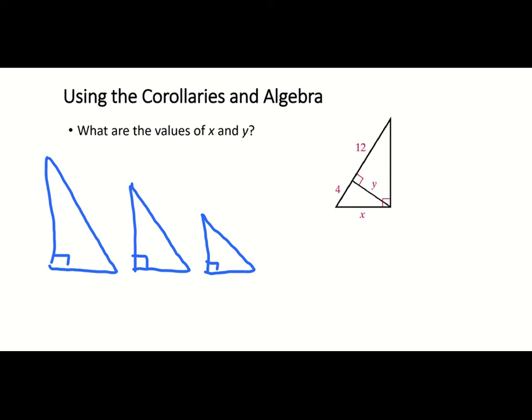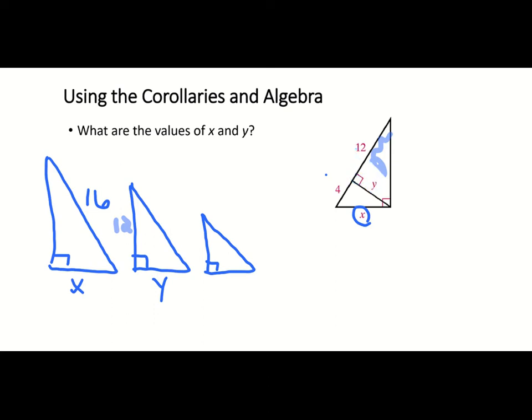So for the large triangle, I always call it the short leg and the long leg. The short leg we know is x. We don't know the long leg, but the hypotenuse, which is right here, is 16 because it's 12 plus 4. All right, next we're going to look at the medium-sized triangle. So when we look here, here's my right angle. I know both the legs. I know the long leg is 12 and the short leg is y, but I don't know the hypotenuse.